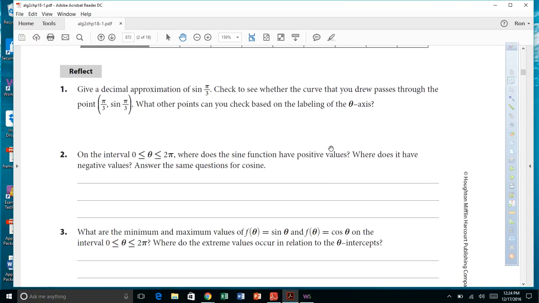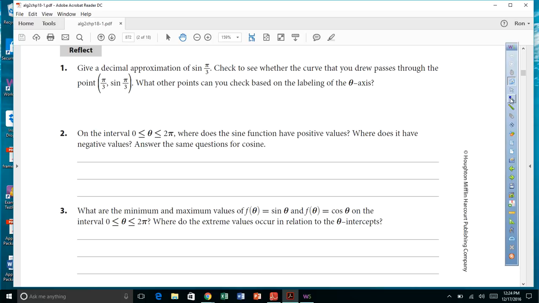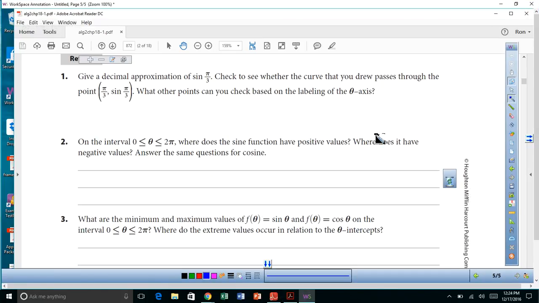Give a decimal approximation of sine pi over 3. Sine pi over 3 is approximately 0.866. All right, what other points can you check based on the labeling of the theta axis? Well, you're going to have 2 pi over 3 and 0.866.